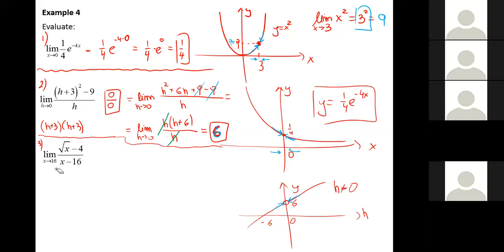But you probably notice, if I do my direct substitution, square root of 16, 4. 4 minus 4, 0. 16 minus 16, of course, 0. And this is telling me the same, that the function is not defined exactly at 16, but it doesn't matter. I can still try to find how the whole graph behaves next to 16.